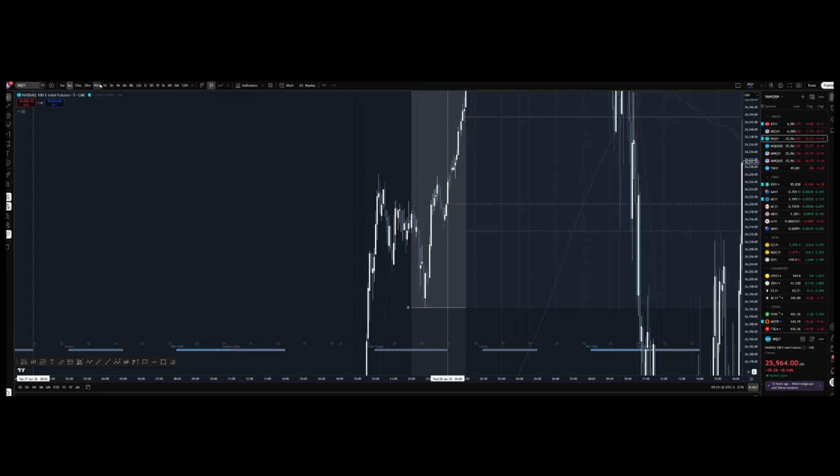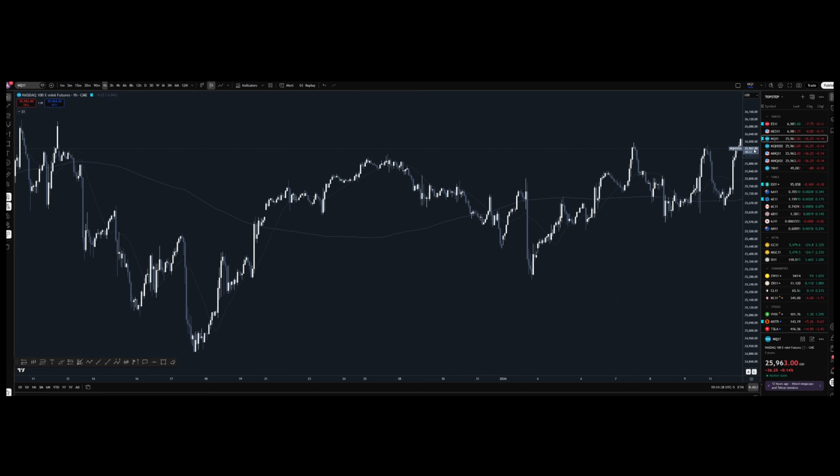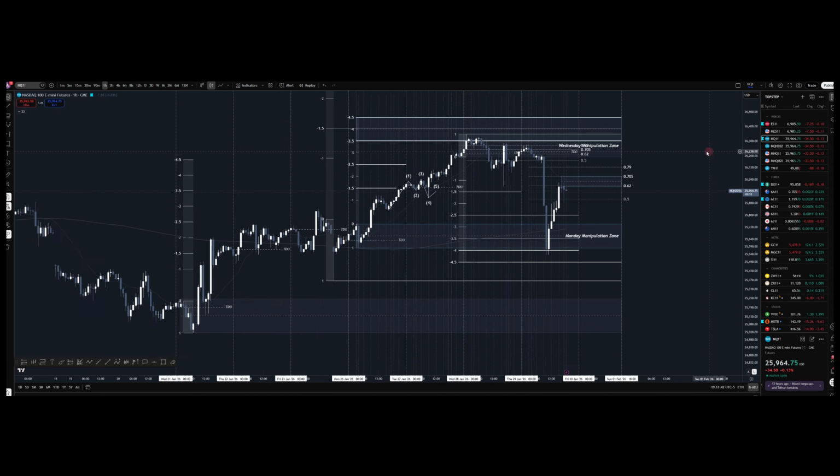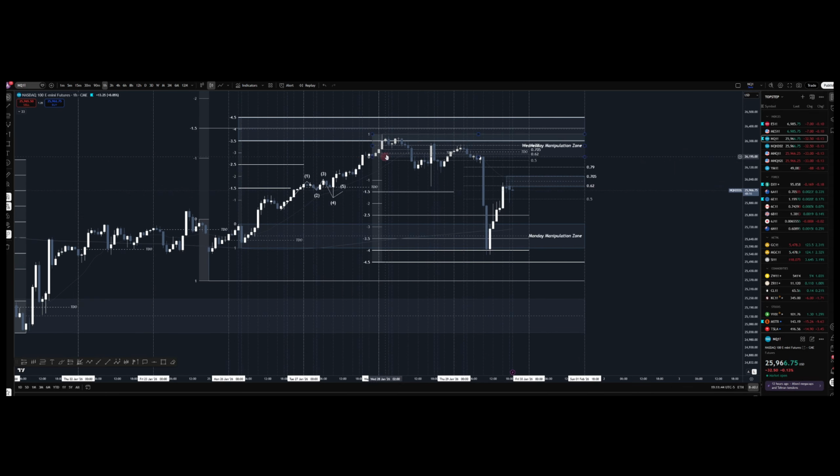If we go back to that 1 hour chart for our weekly setup, this Wednesday high was our main zone that we're working with. And we just came straight down to that SD4.